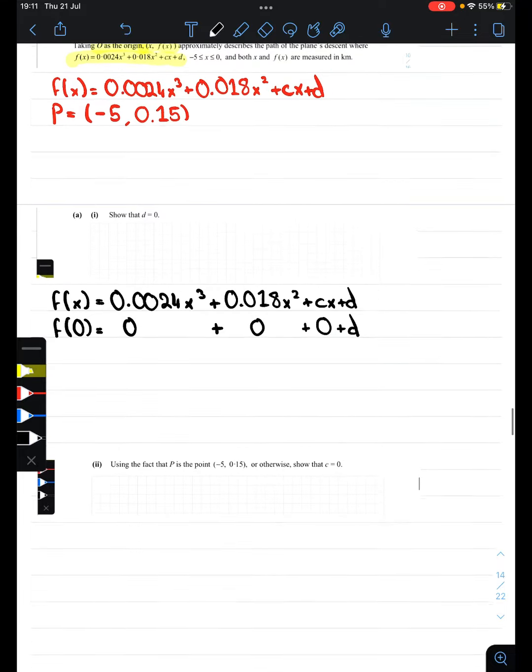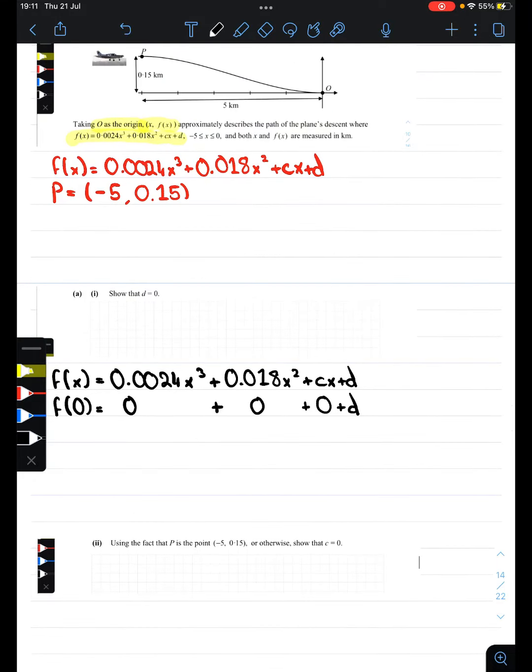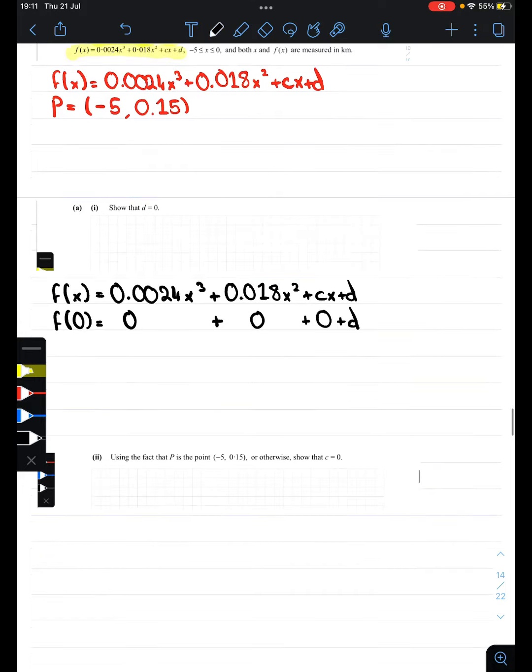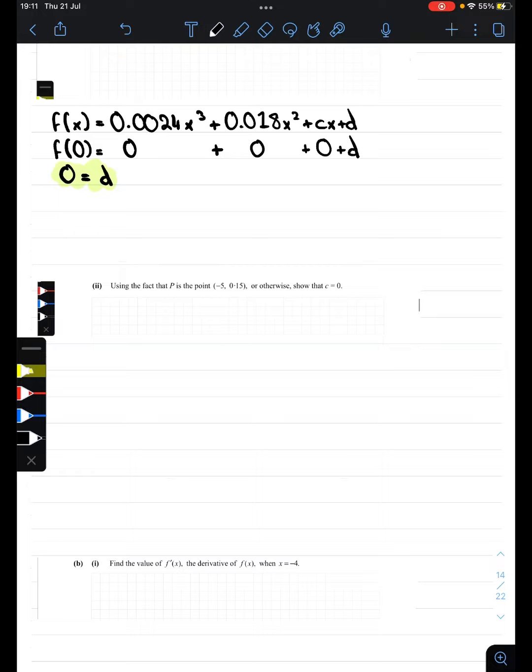What is f of 0? Well, f of 0 would be the y-coordinate here, and the y-coordinate here is just 0 because that's where it touches down. So 0 equals d. It is just as simple as that. Very easy, very nice start to the question. Now on to part 2.